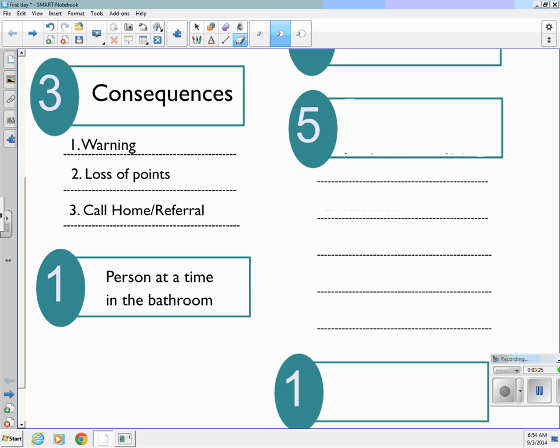I'm a little picky about the bathroom. One person at a time in the bathroom. You need to ask, okay, just raise your hand, can I go to the bathroom? I don't want a mad rush of people in the bathroom, so my rule is one person at a time in the bathroom.